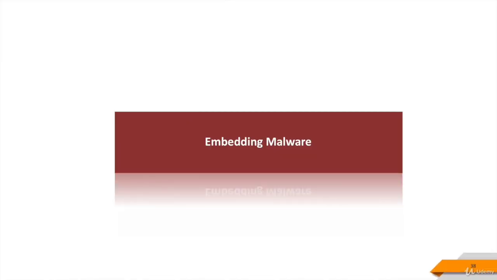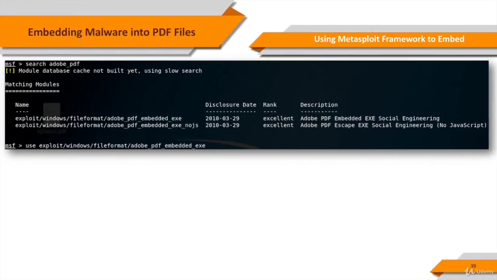Embedding malware into documents. It's very common for malicious software to be embedded in a widely used document, such as a PDF or Office document. Let's look and see what Metasploit Framework has for this purpose. In the MSF shell, and you already know how to open it, simply type msfconsole in the terminal screen of Kali. If you search for Adobe in PDF words, you see that Metasploit Framework has 2 exploits to embed a malware into a PDF file.